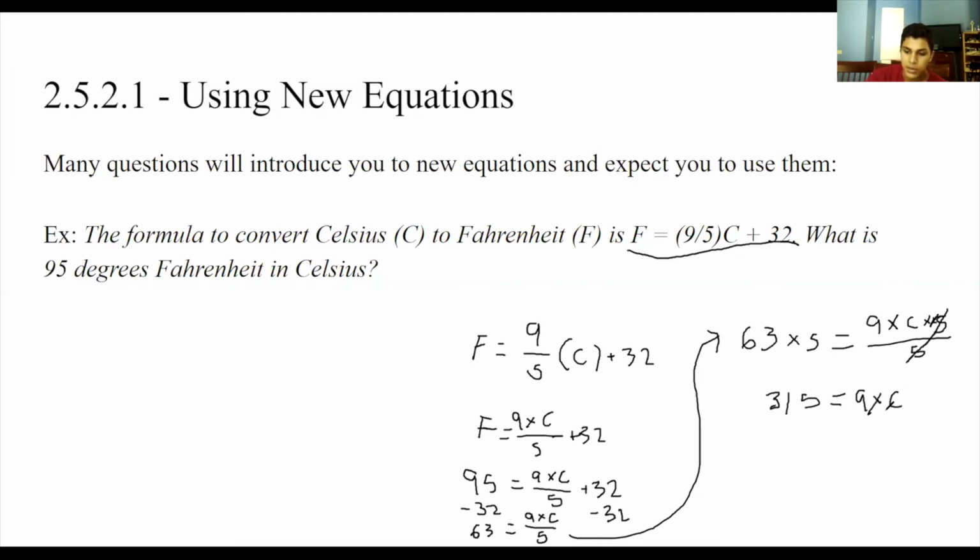And then lastly, what I need to do is divide both sides by 9. Since I've multiplied by 9, I do the opposite operation to get the times 9 out. And if I divide both sides by 9, then C equals 35. So 35 degrees Celsius equals 95 degrees Fahrenheit. And more specifically, what the question is asking, 95 degrees Fahrenheit is 35 degrees in Celsius.